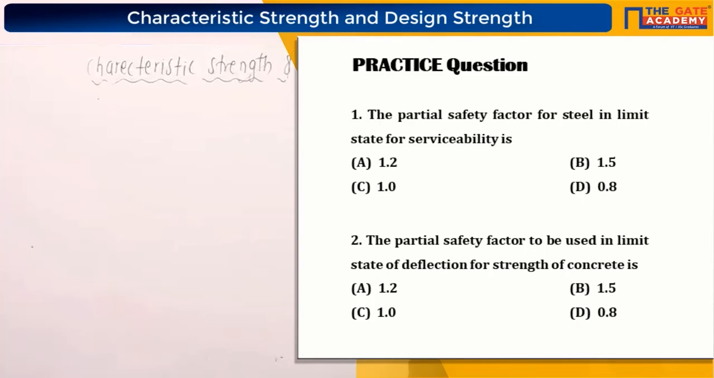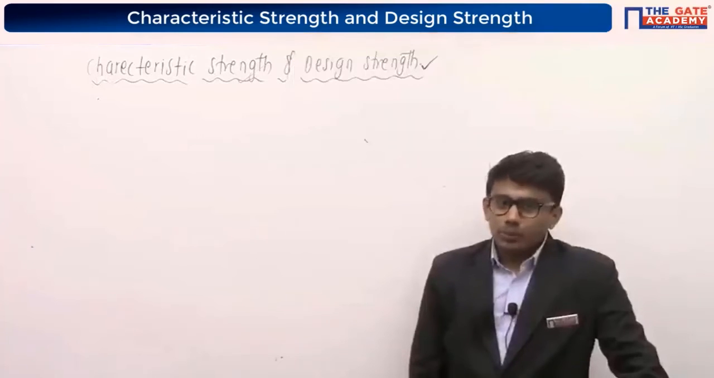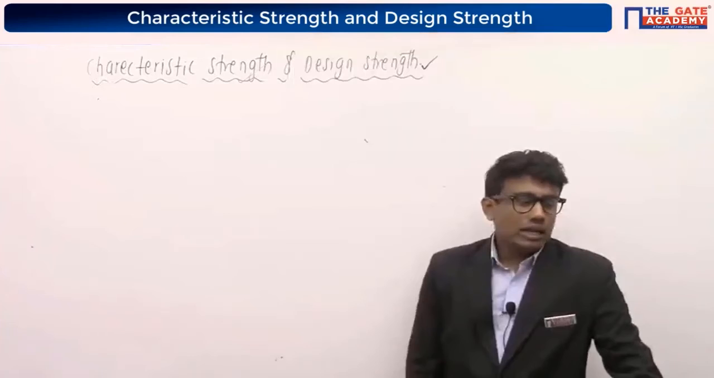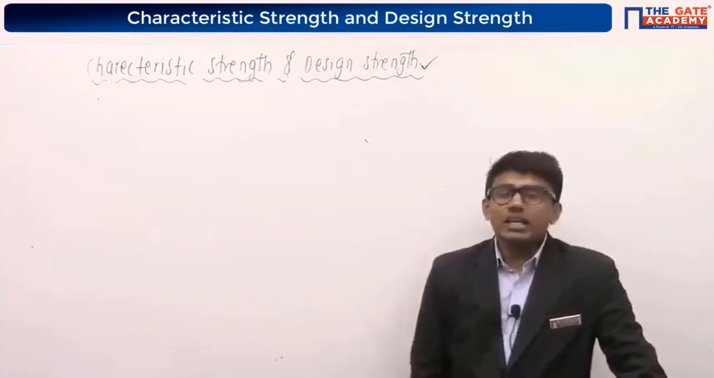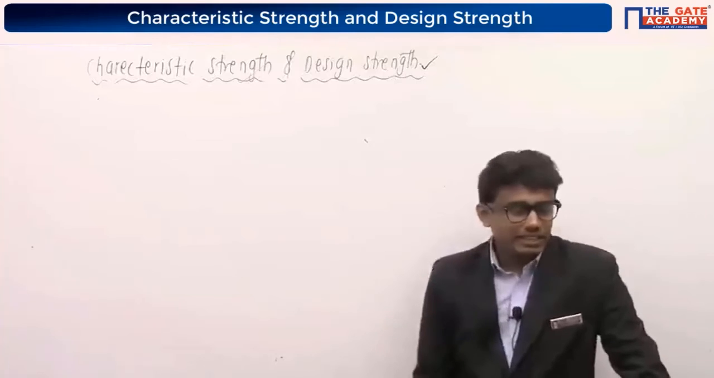I'll read the question for you. The partial safety factor for steel in limit state of serviceability is: options 1.2, 1.5, 1, and 0.8. What is the answer? The answer will be 1. Option C will be the correct answer.